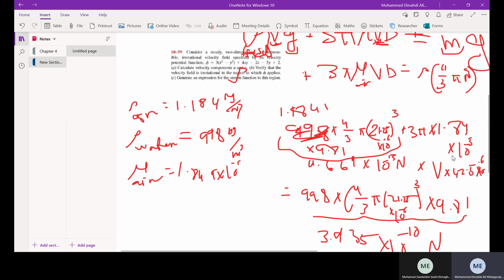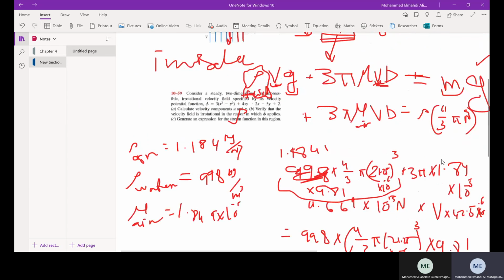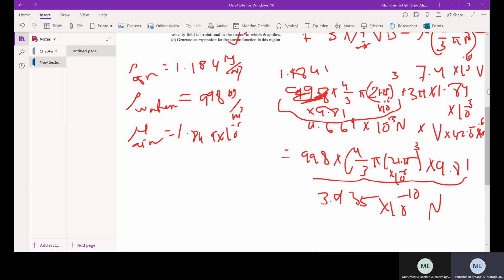And lastly, we have this term, which is 3 multiplied by pi multiplied by mu, which is 1.849 times 10 to the power minus 5, multiplied by the velocity, which is unknown, and then multiplied by d, which is 42.5 times 10 to the power minus 6. It is 7.4 times 10 to the power minus 10 times velocity. Now let's calculate the velocity: 4.669 times 10 to the power minus 13 plus 7.4 times 10 to the power minus 10 times V should equal 3.935 times 10 to the power minus 10.